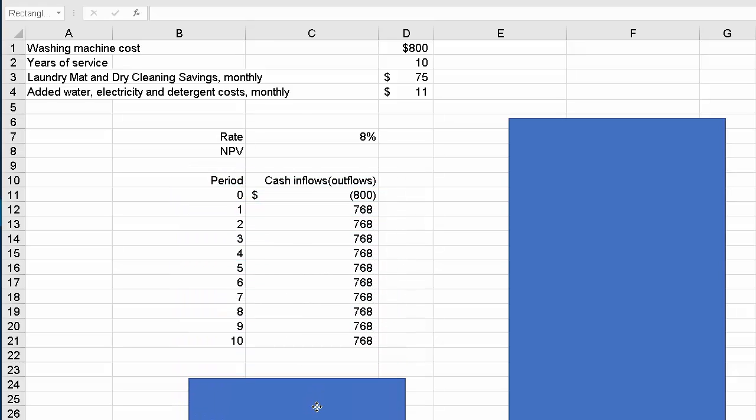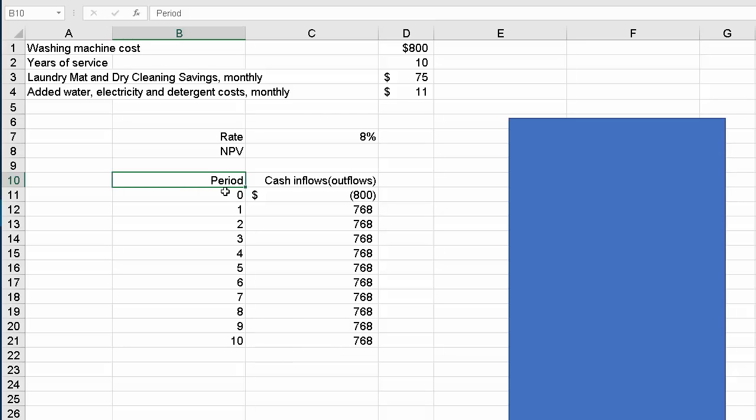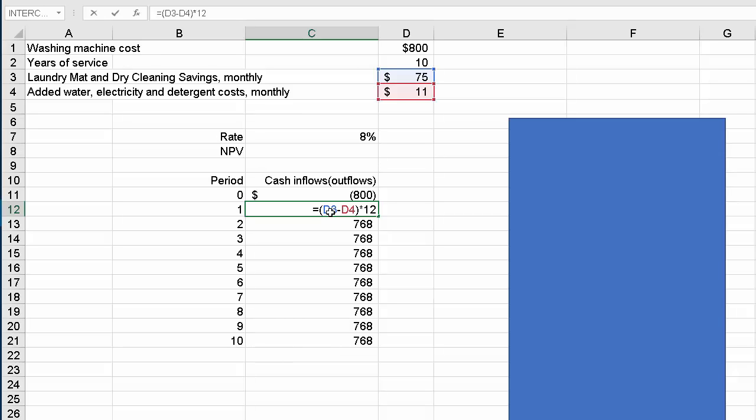So here's what I've done. I've listed the period and the cash flow, and I'm going to do this on an annual basis. So period 0 means right now it's going to cost us $800, so that's an outflow. Well, what about period 1? The end of the year, we're going to take the $75 savings less the $11 added costs for an incremental cash flow of $64 a month, multiply it times 12, and we get $768 savings. And we're going to get that savings every year for 10 years.